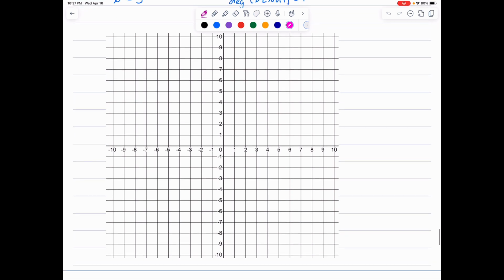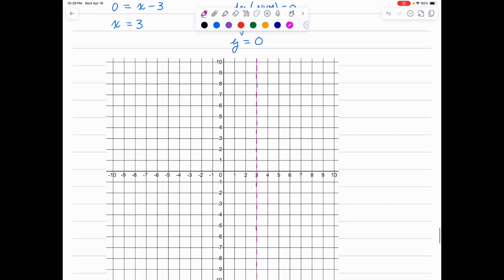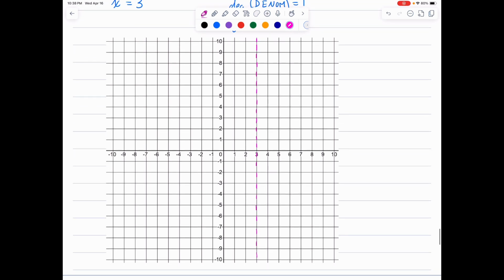So I'm going to go to x equals 3 and I'm going to draw a nice dashed line here to signify that I will have a vertical asymptote there. So I know when I graph where it will be. Okay, and then I also want to put my horizontal asymptote at y equals 0 down. So I'm just going to put one there as well.